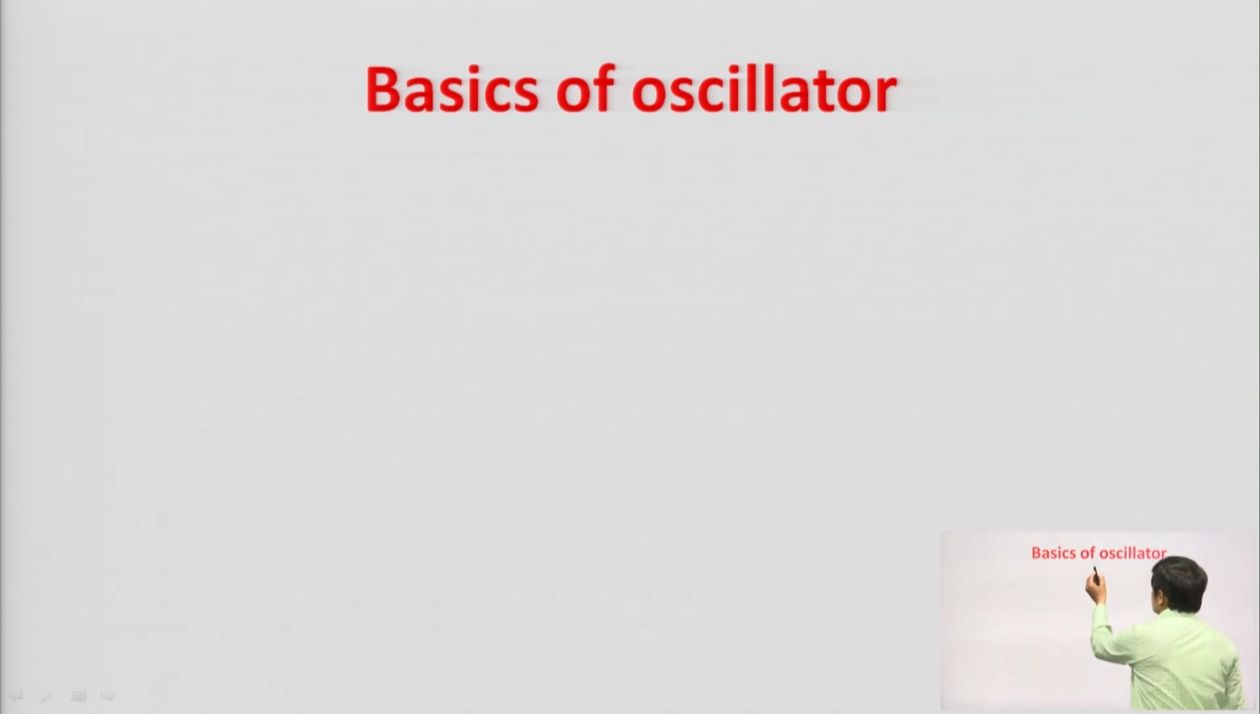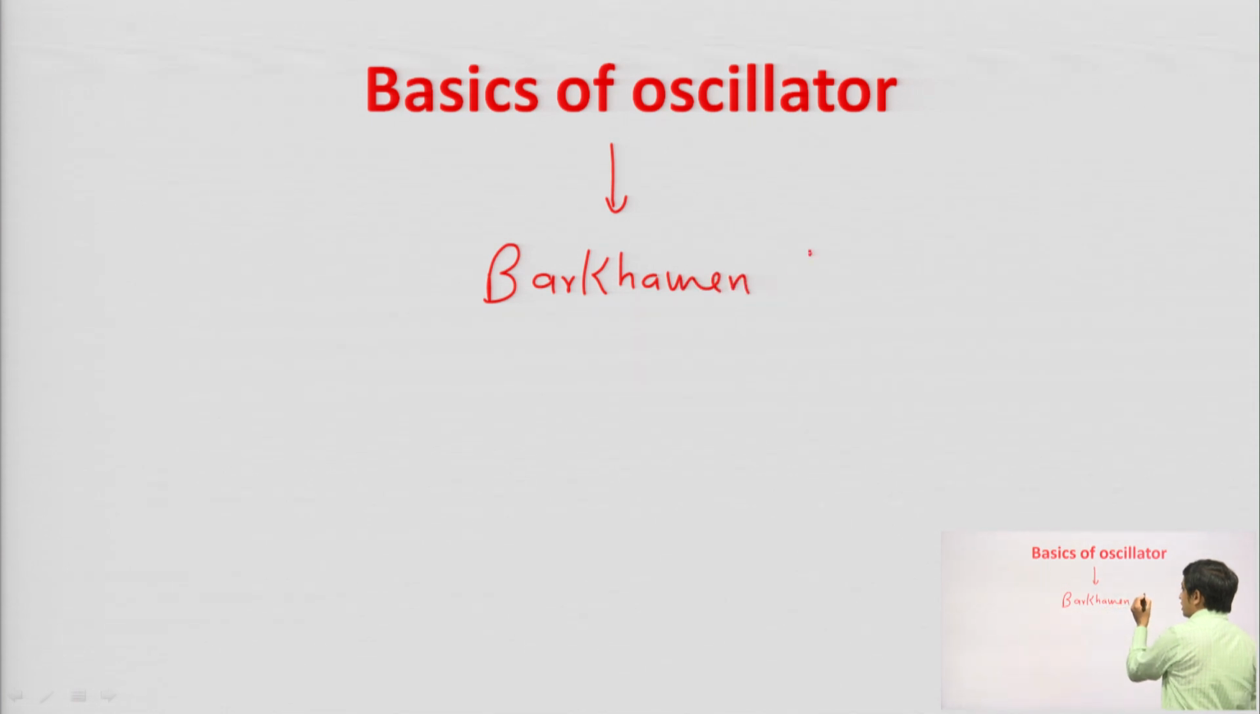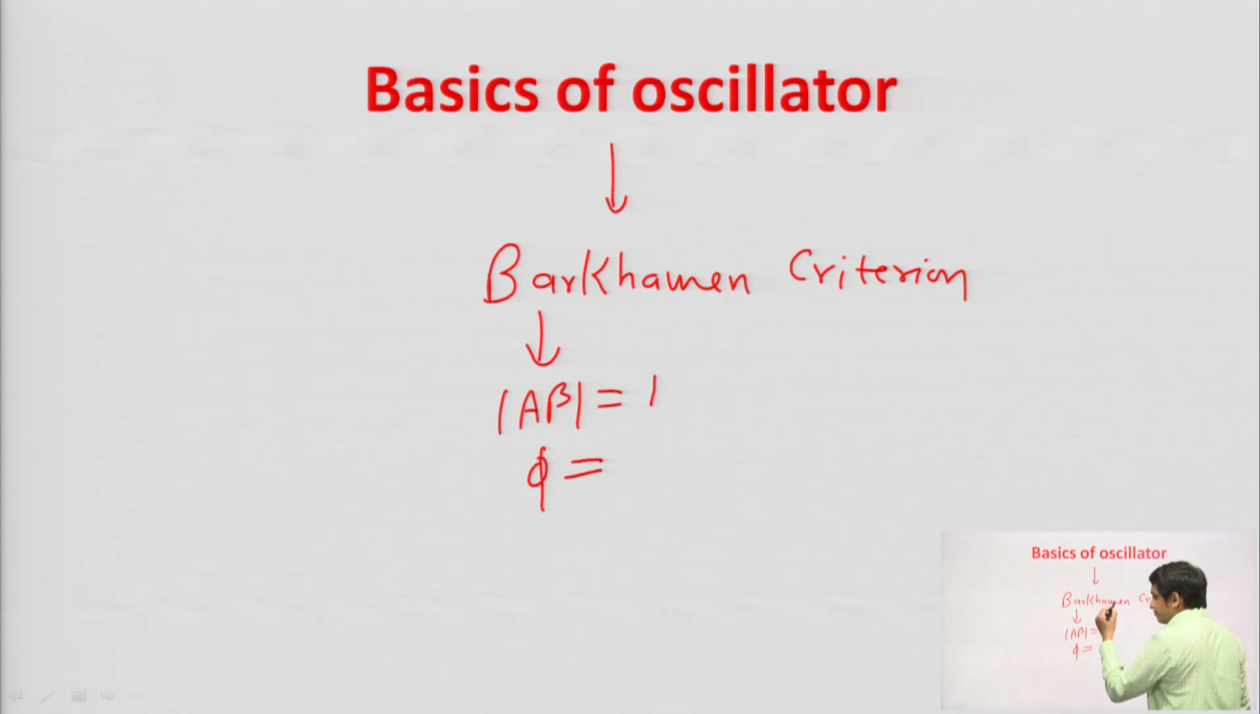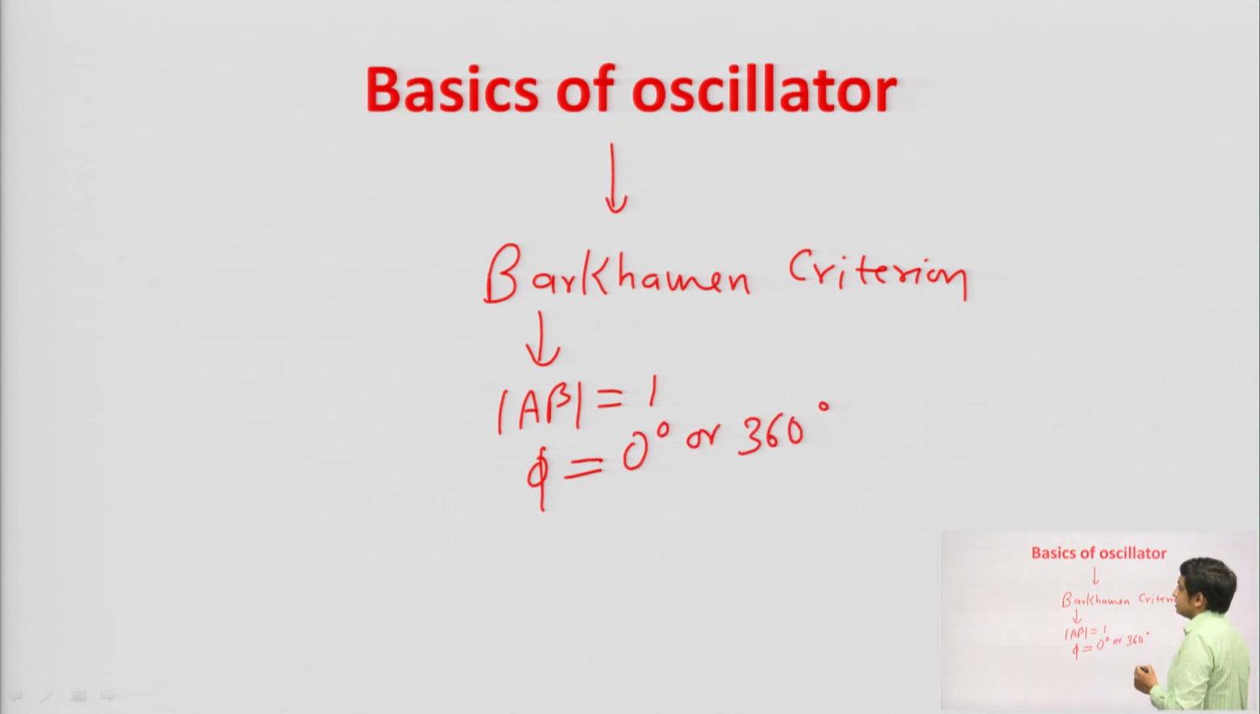So, basically oscillations are produced by following the criteria that is called Barkhausen criteria. As per Barkhausen criteria, your loop gain, that is mod A beta, should be 1, and your phase angle, that is phase shift around the loop, should be 0 degree or 360 degree. So, in any oscillator, in feedback type oscillator, I am not talking about non feedback, I am talking about the feedback type oscillator. Obviously, the feedback should be positive.